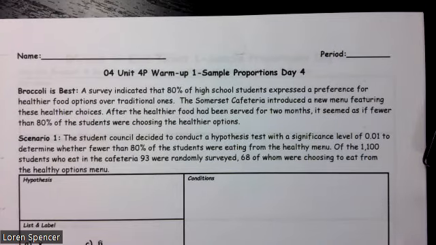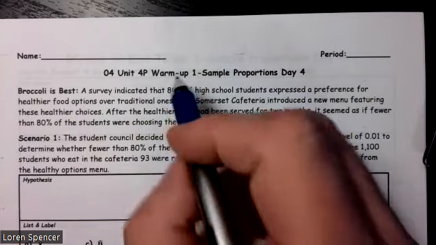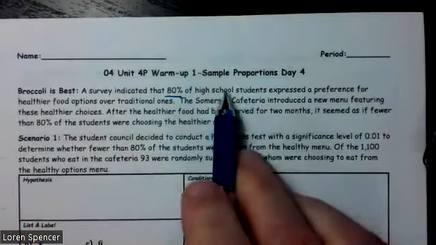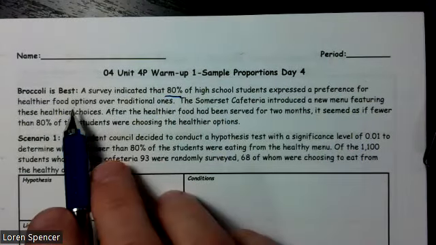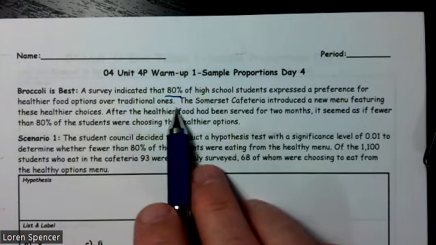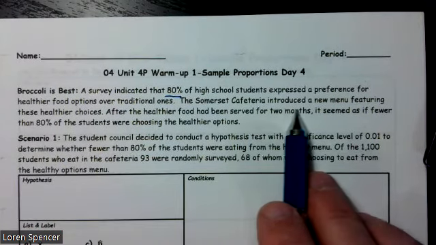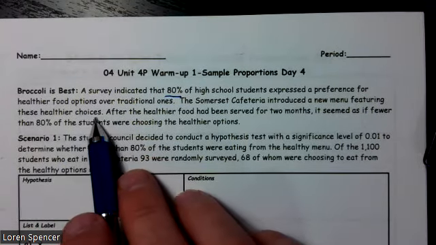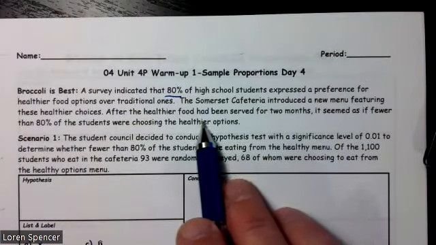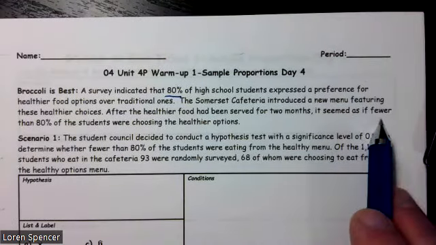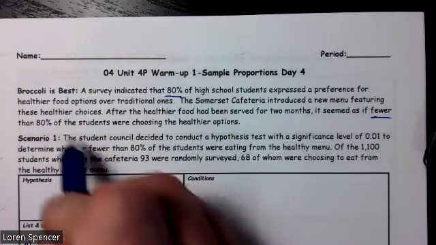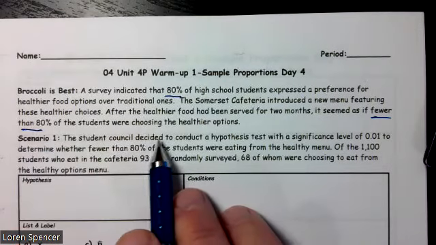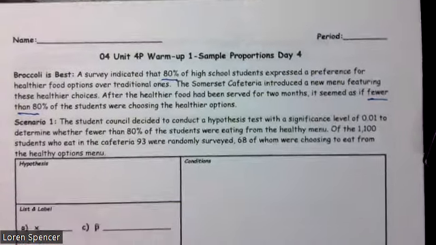So, broccoli is best. A survey indicated that 80% of high school students expressed a preference for healthier food options over traditional ones. The Somerset cafeteria introduced a new menu featuring these healthier choices. After the healthier food had been served for 2 months, it seemed as if fewer than 80% of the students were choosing the healthier options.